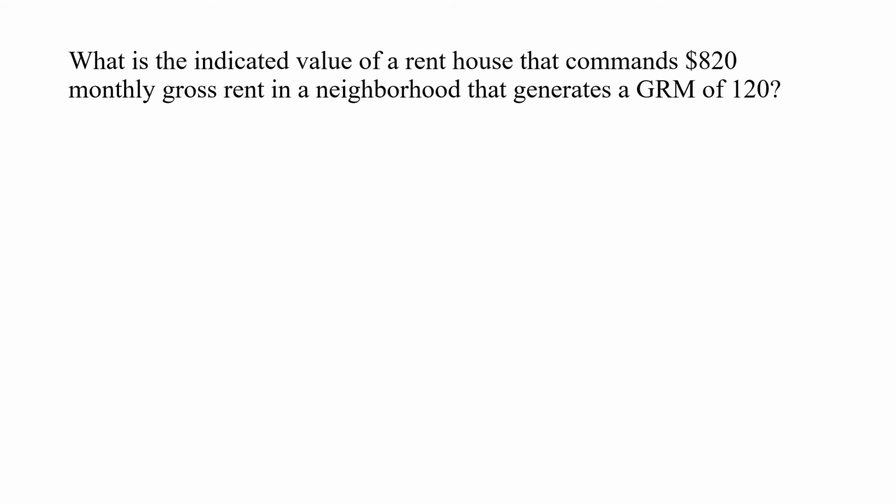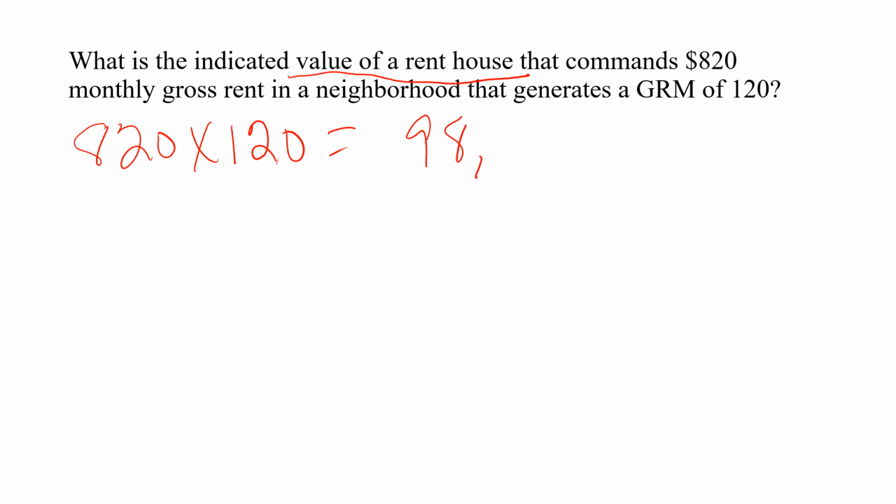What is the indicated value of a rent house that commands $820 monthly gross rent in a neighborhood that generates a GRM of 120? The value of a rent house: 820 times 120 equals 98,400 value.